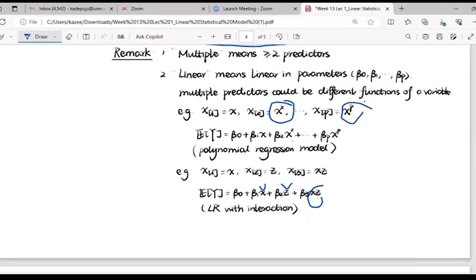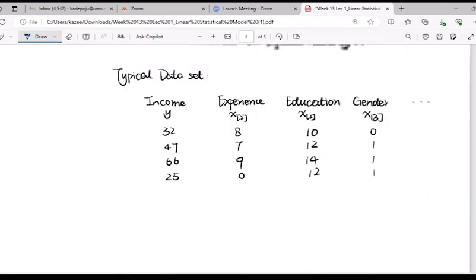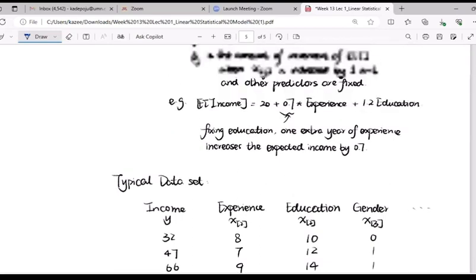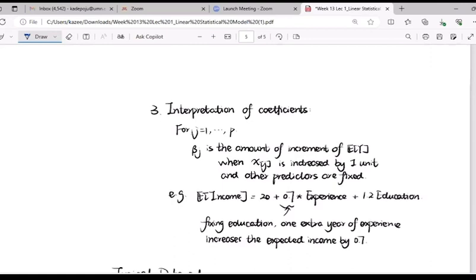Now then, we do interpretation of coefficients.